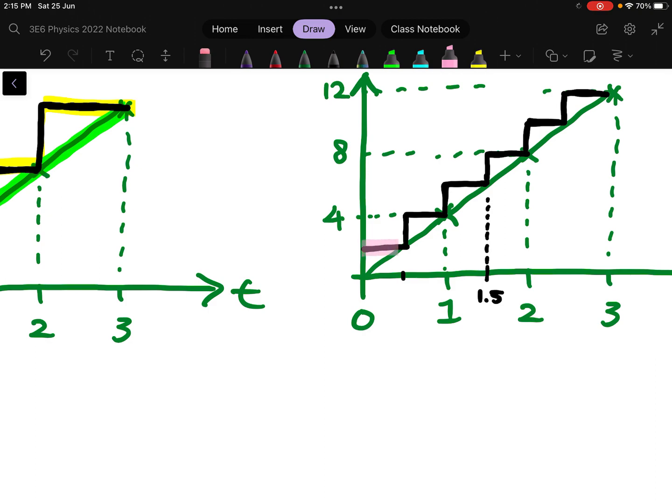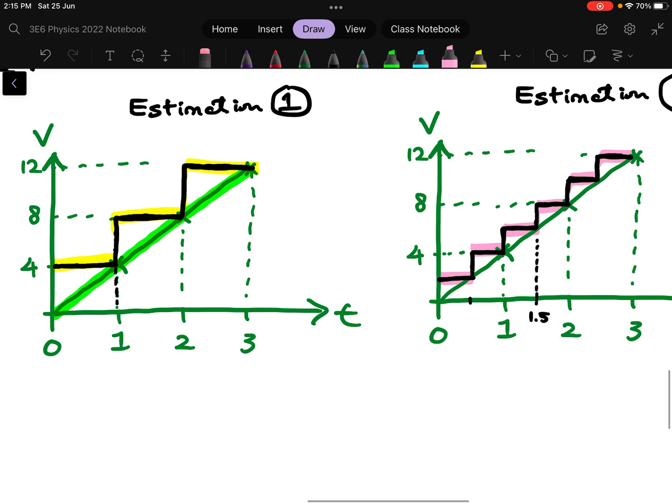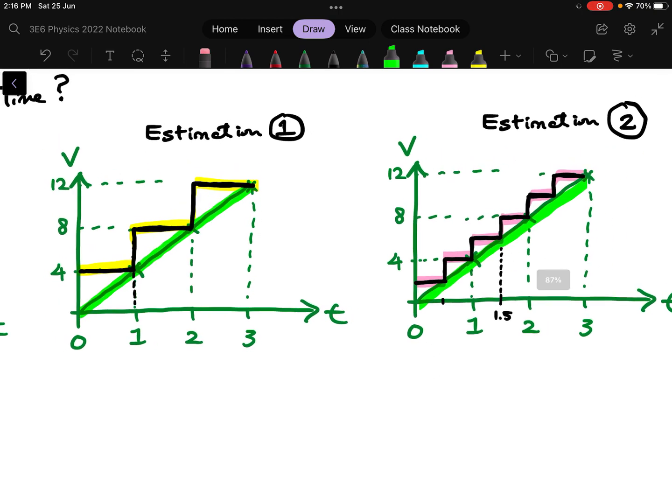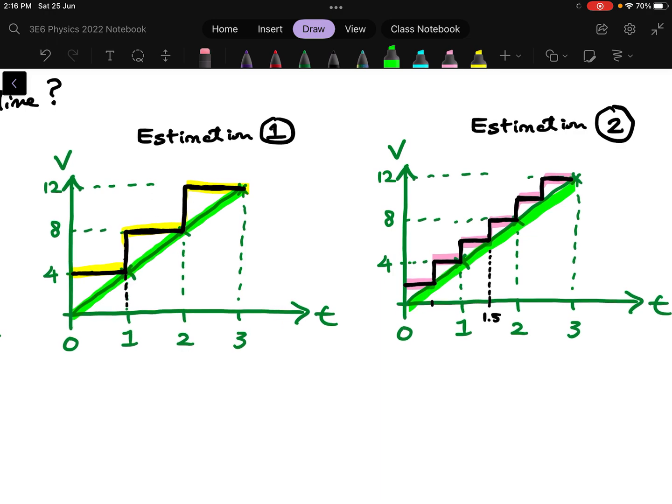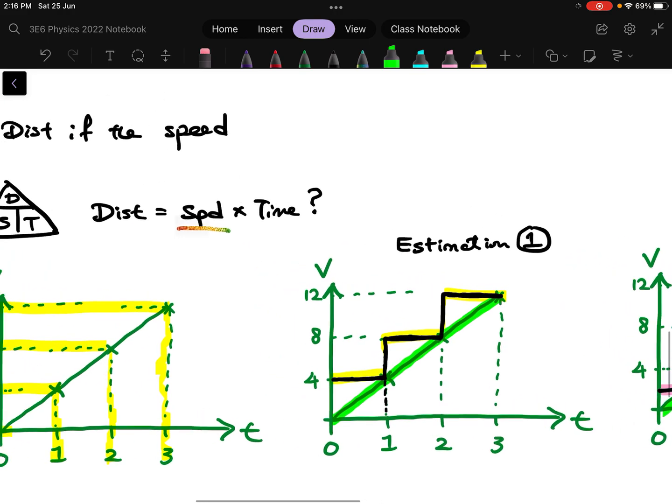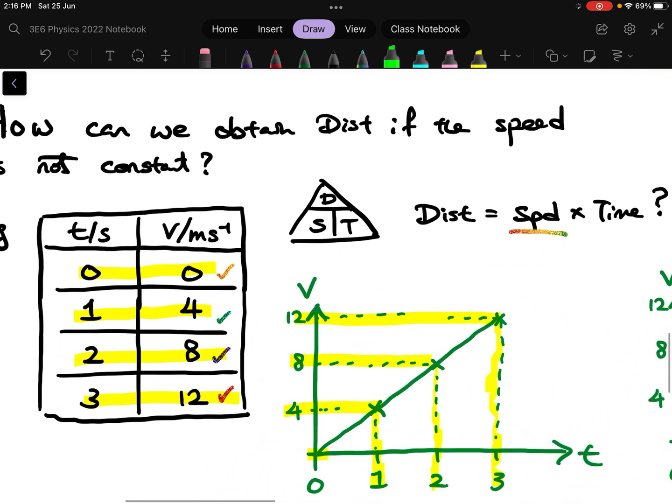So now if I look at this pink estimation versus the yellow one, which one is a better estimation of the green original one? You can see that the pink one is a closer estimation. You may be thinking at this point, teacher, now I understand that if the step is smaller, then obviously it is a closer estimation to the green line. But how does this solve my question? How do I find the distance?